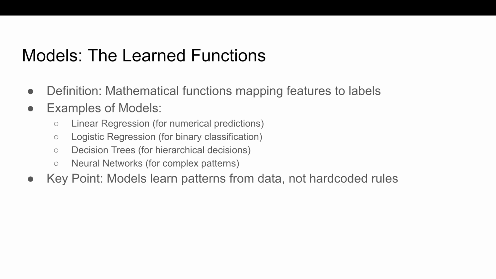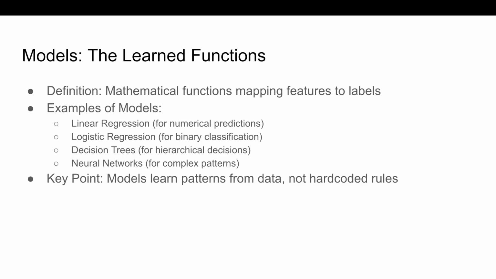In contrast, machine learning takes a different approach. Instead of hard-coding rules, you provide the model with examples of inputs, features, and their corresponding outputs, labels, and let the model learn the underlying patterns and relationships on its own. You can think of a machine learning model as a mathematical function that maps features to labels. During training, the model adjusts its internal parameters to minimize the difference between its predicted outputs and the true labels. This process is called optimization, and it typically involves techniques like gradient descent to iteratively update the model's parameters in the direction that reduces the prediction error.